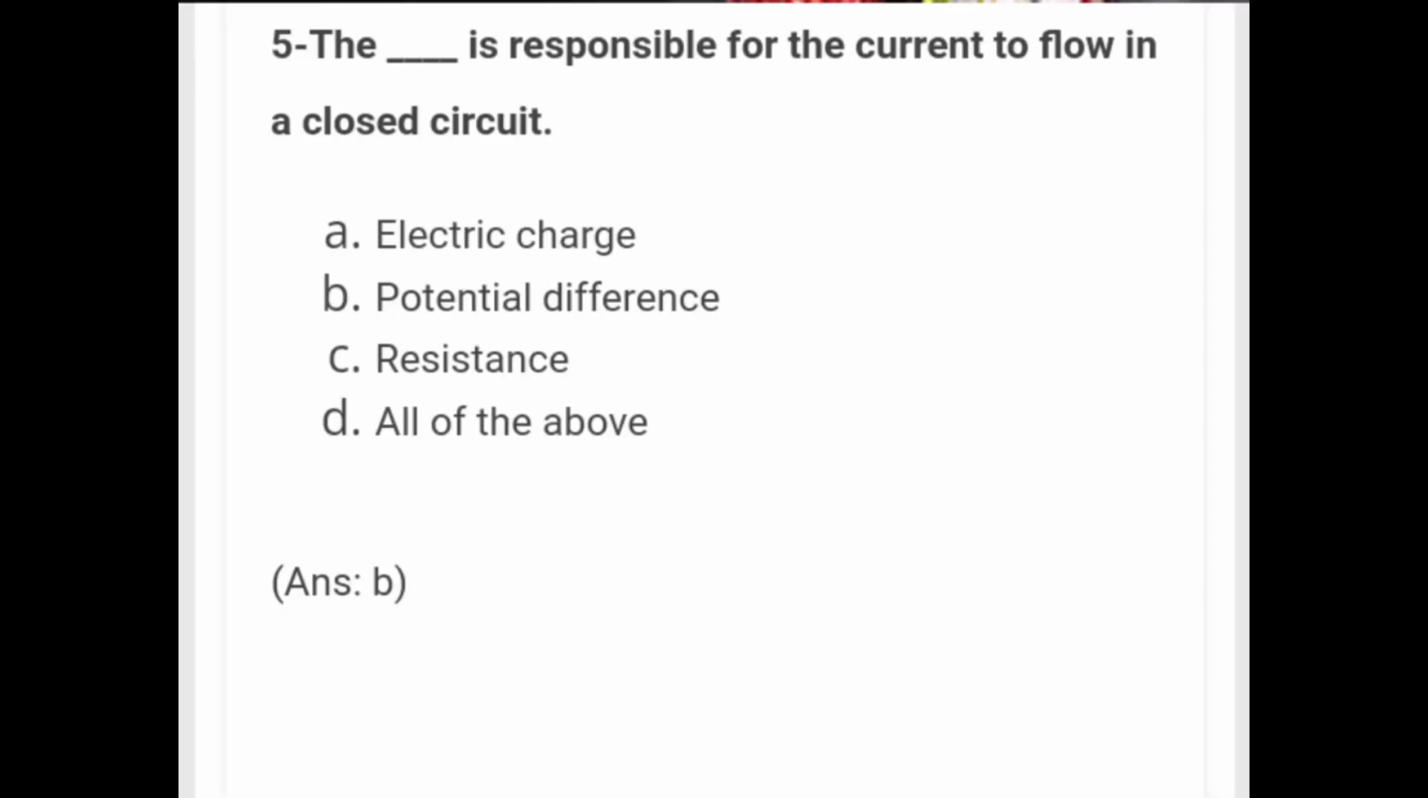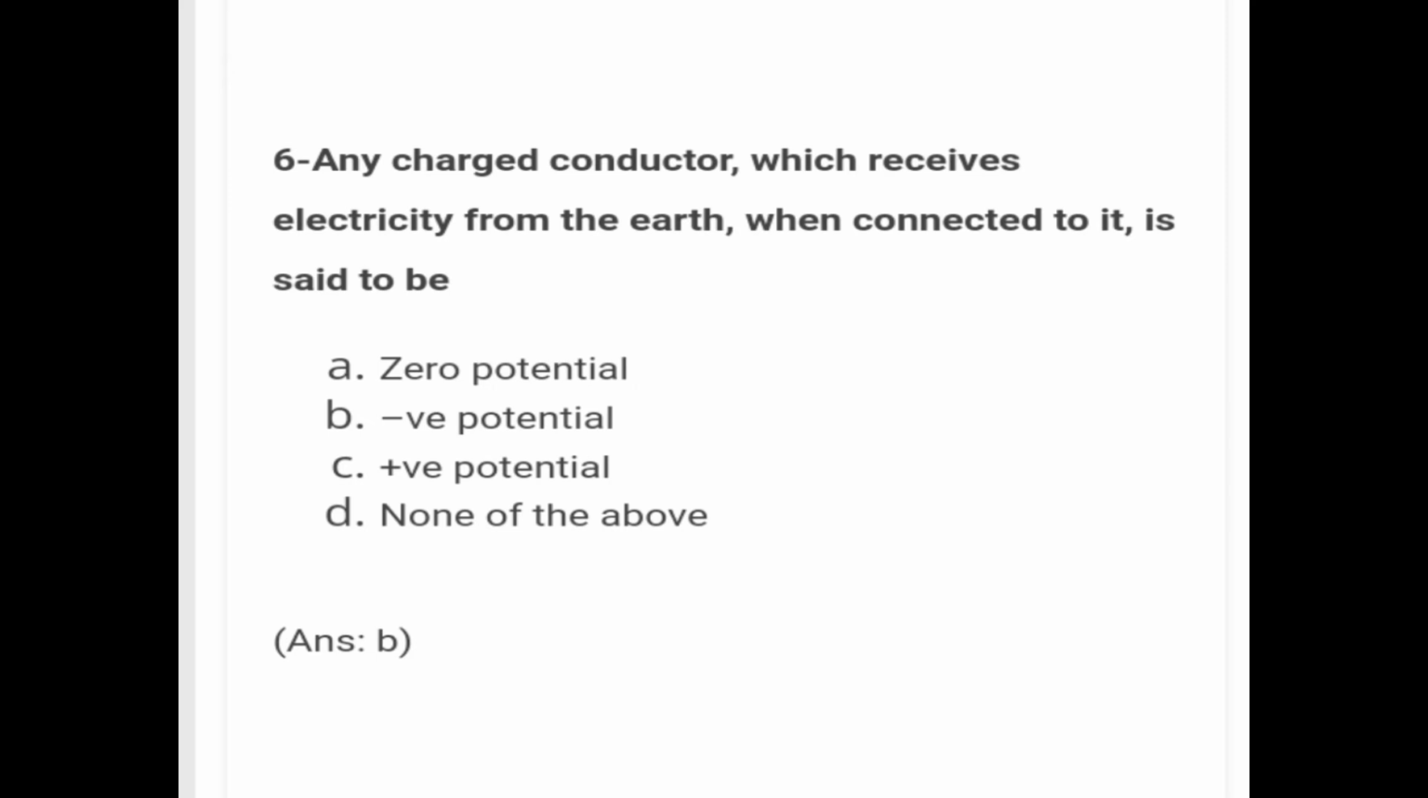Then next question is, the dot dot is responsible for the current to flow in a closed circuit. So potential difference is responsible for the current to flow in a closed circuit. Option B is correct. Next question is, any charged conductor which receives electricity from the earth when connected to it is said to be zero potential, negative potential, positive potential, none of above. So option B is correct, that is negative potential. Any charged conductor which receives electricity from the earth when connected to it is said to be negative potential.